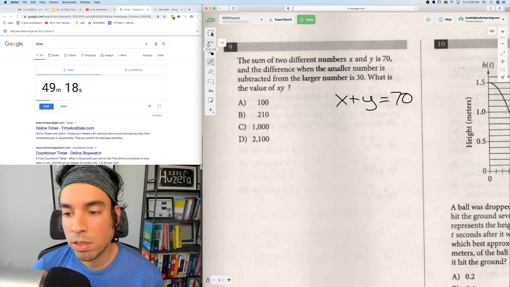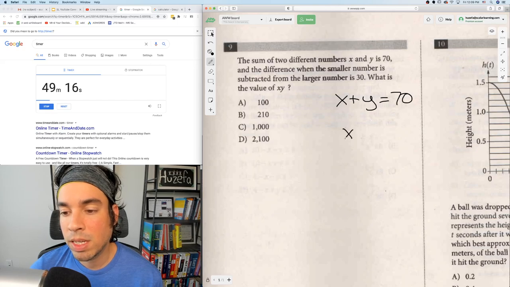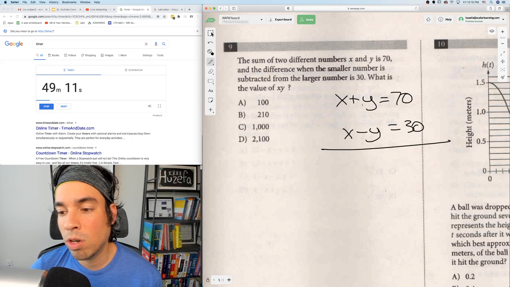So now, actually, let's flip that around. I'm going to show you why, because I'm seeing a chance for elimination. I'm going to make it x minus y. I'm going to make x the larger, equals 30. What is the value of xy? So look, I can use elimination.